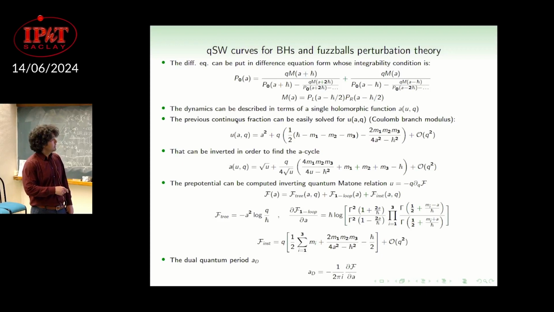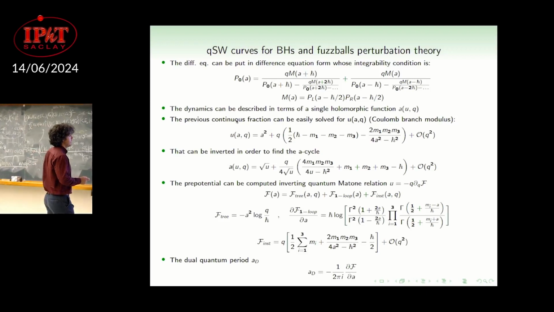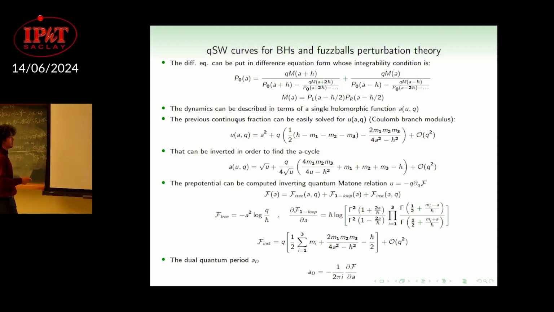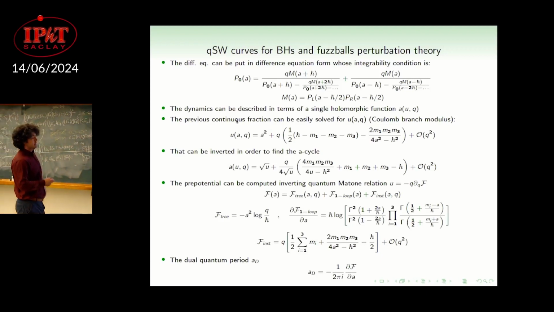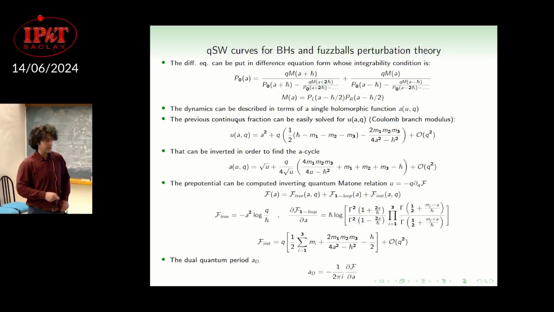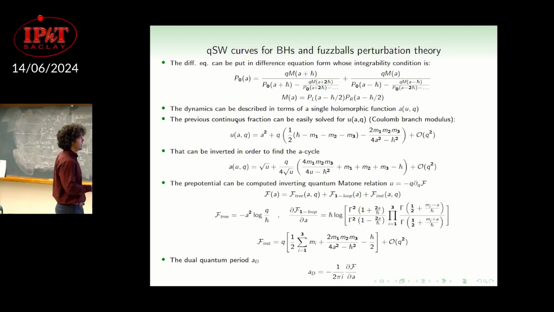You can invert this quantity perturbatively in Q, and then you can compute the quantum version of the A cycle. Then you can use the famous quantum Matone relation. These are very old results of N=2 super Yang-Mills. And you can integrate the Matone relation in order to obtain the prepotential.